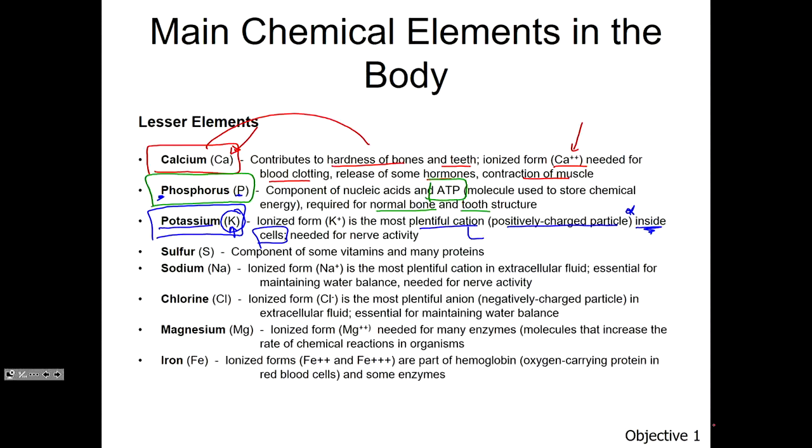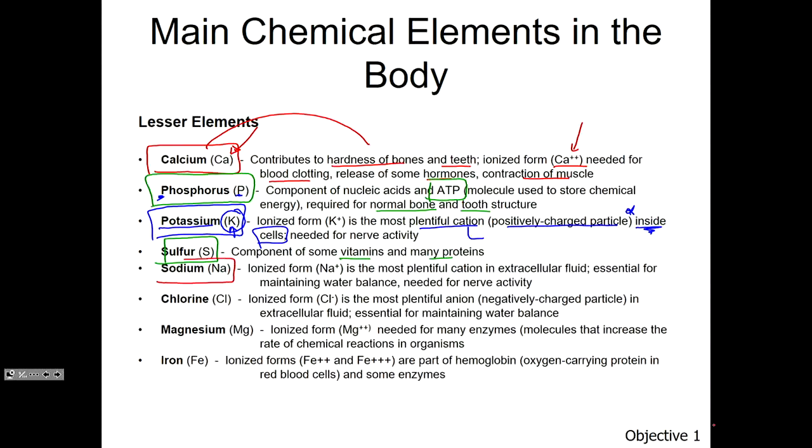That's going to come up a million more times this semester, a million more times next semester, a million times in patho, and for the rest of your life. Potassium is highest inside of our cells. In fact, we don't really have much of it outside of the cells. It's all inside. Okay, a little bit of sulfur is important for some vitamins and some proteins.